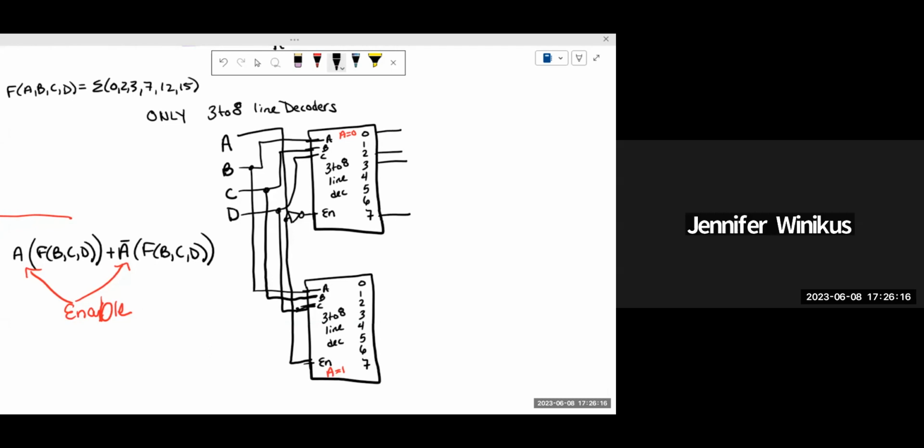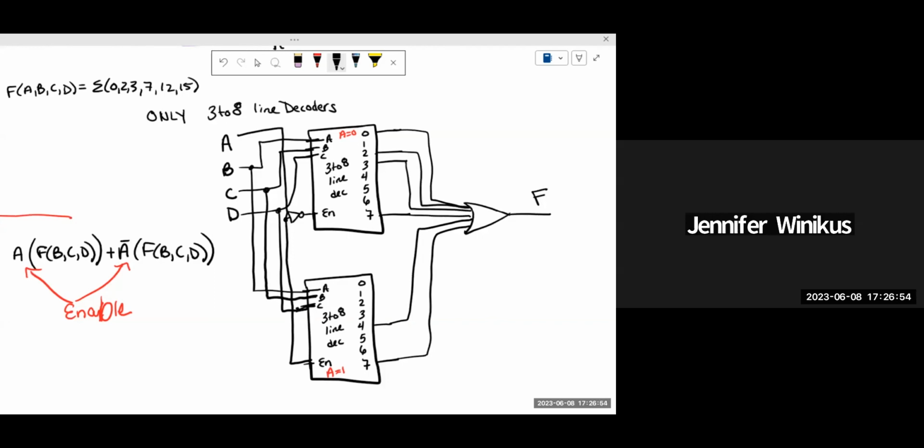For the ones that are greater than that, we'll subtract out 16 to get the value. So 12 is term 4, and 15 is term 7. And we OR them together since they're line decoders that produce min terms for those input combinations. And that produces our result.